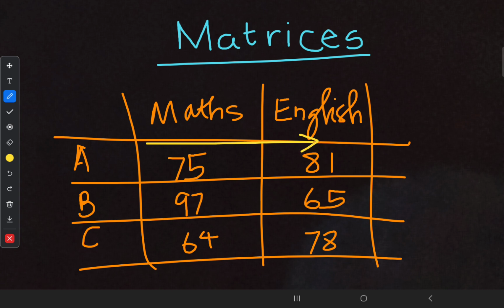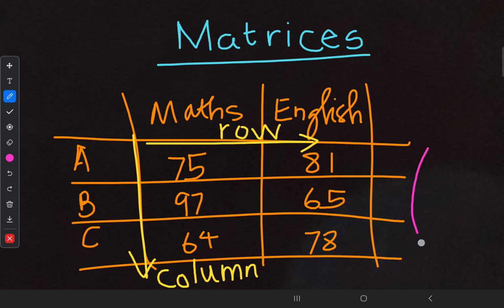this is called a row. The horizontal one is our row and the vertical one is indicated as a column. This is our column. You should know these things, row and column. We already know that, no?